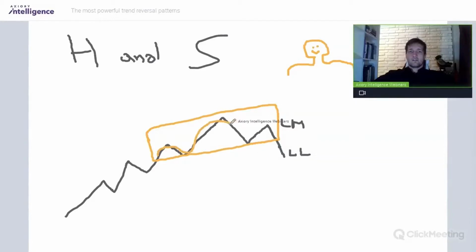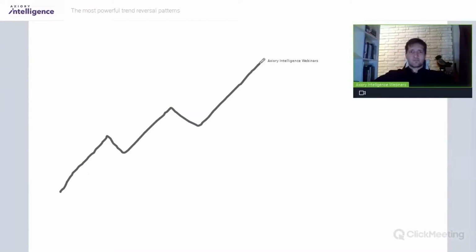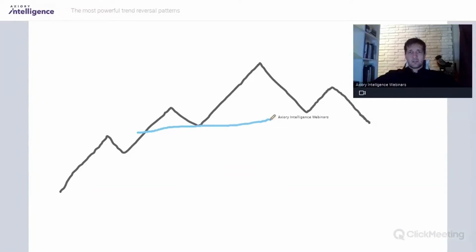Shoulder, head, and a shoulder. Very, very important in head and shoulder pattern is a neckline. Even more important than in a double top or bottom. So the neckline is this base which connects the bottom of the shoulder, the bottom of the head, and the bottom of another shoulder. And the breakout of this neckline is a sell signal.